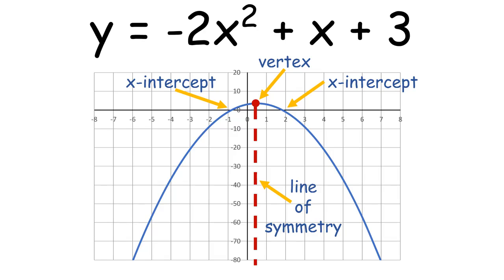Now it's possible for the parabola not to cross the x-axis at all, and therefore have no x-intercepts, but regardless of whether it intersects the x-axis or not, for every y value there are two x values, and they're equidistant from the line of symmetry.